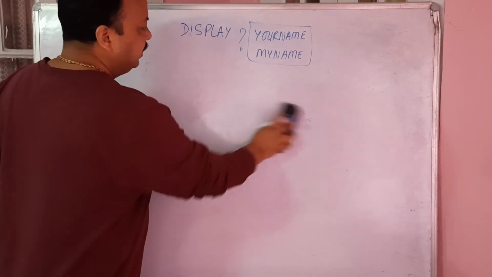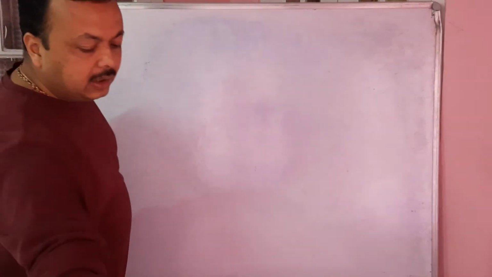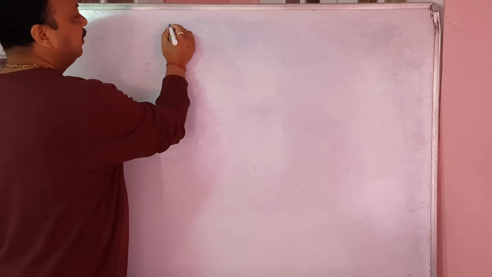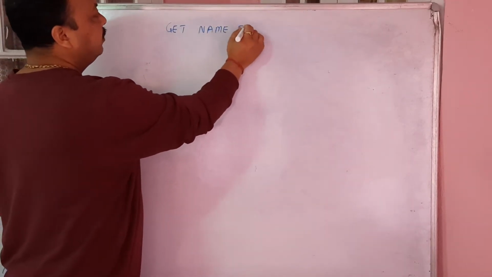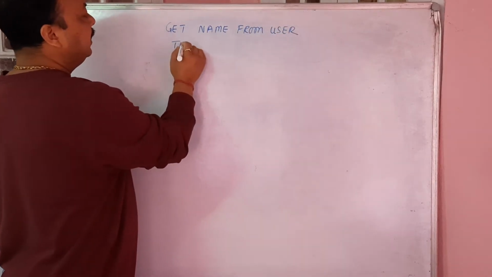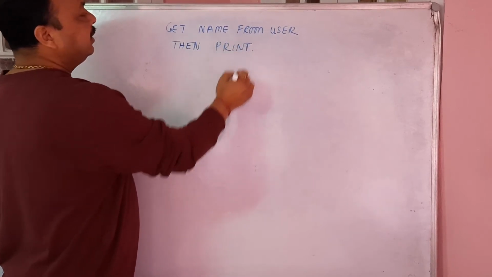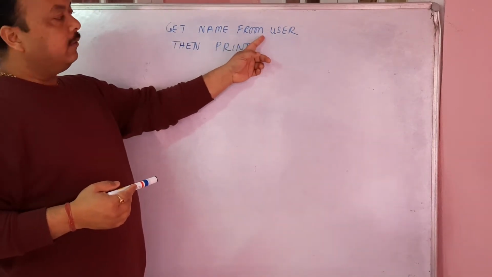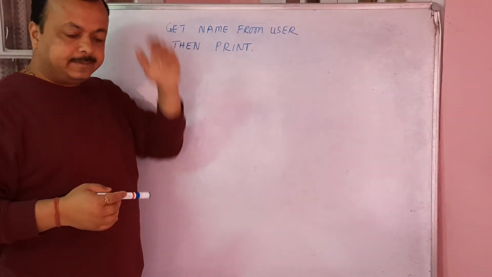Sometimes you are not asked to print your name and my name, but in the question it is asked that you input, get name from user, then print. So the question is also telling you the steps, that first you have to get the name from the user and then you're supposed to print. So follow the steps from the question itself.